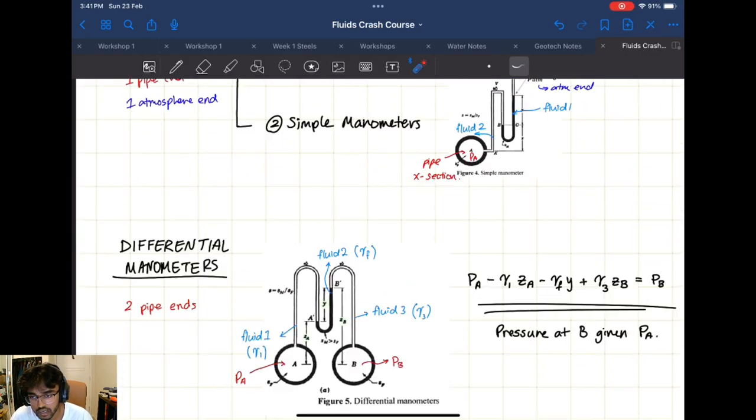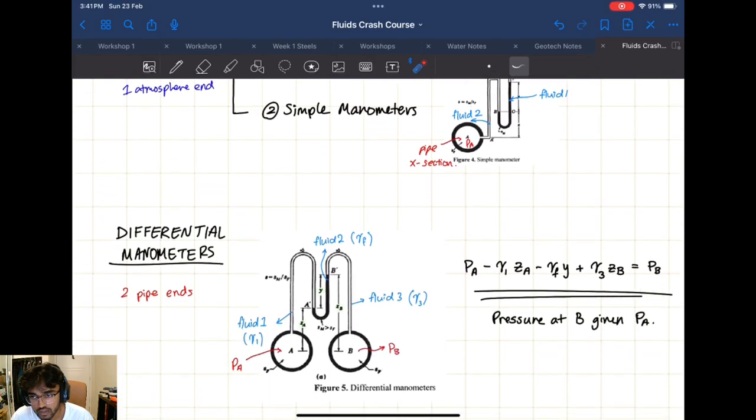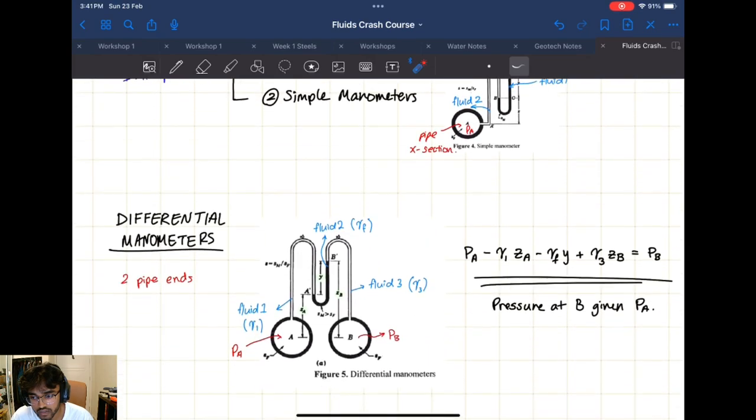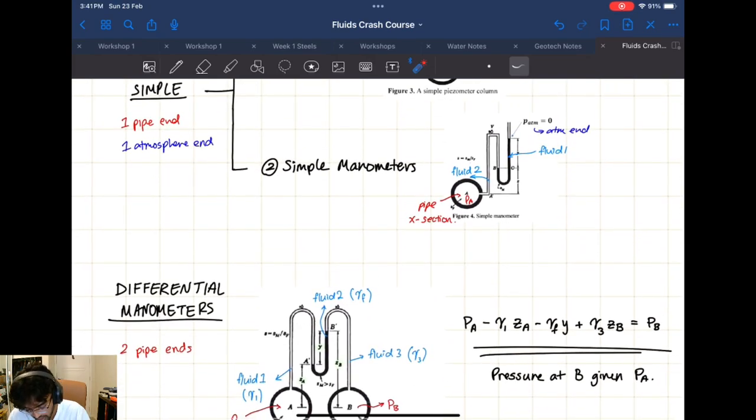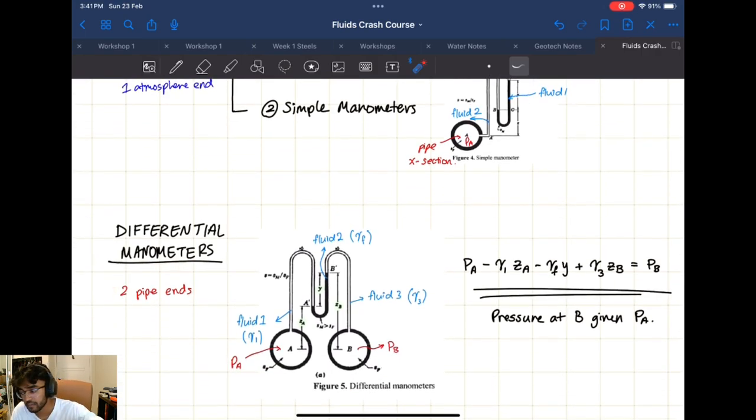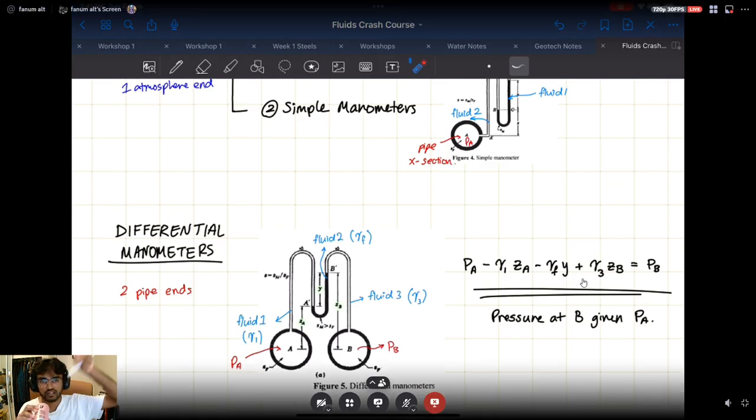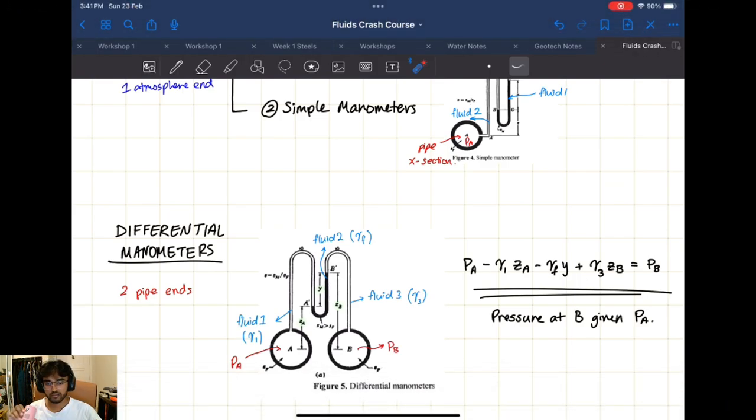Differential manometers. Okay, so that was simple. The only difference between simple and differential is that instead of having an atmospheric end, it's actually got two pipe ends. So it's going to be one pipe connected to another pipe. These are the two pipes, right? And there's going to be some tubes that are going to be connected to each other. So there's going to be a tube connecting from this one to this one somehow.